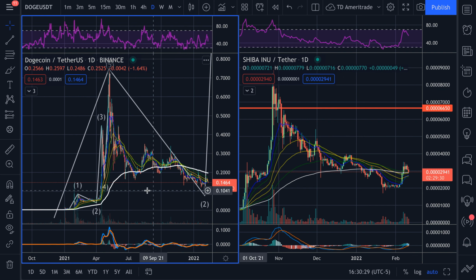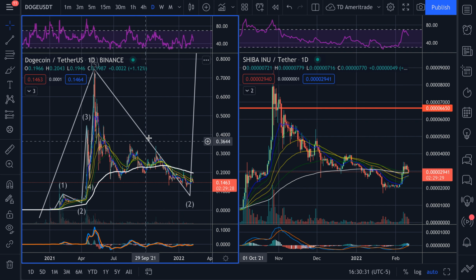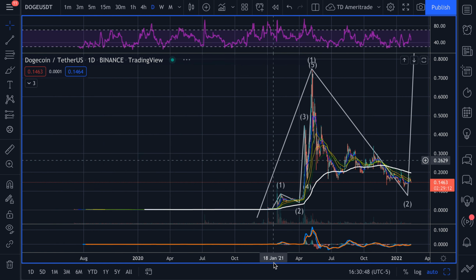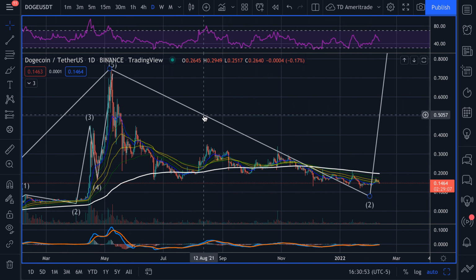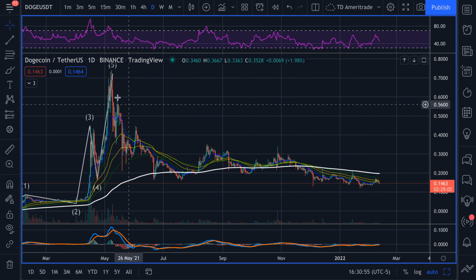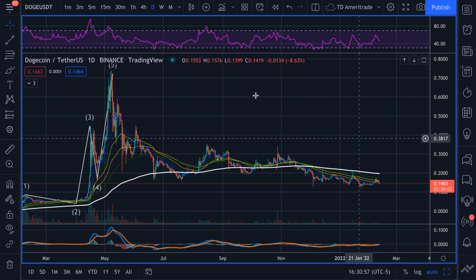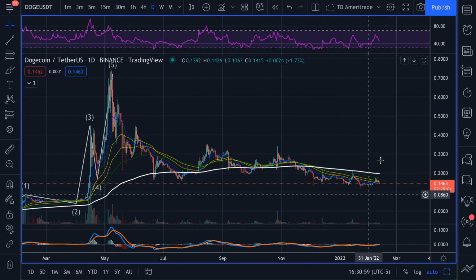Okay, so in my previous take of this video, I explained how Doge looked like it had a 1, 2, 3, 4, 5 up already, which ended in May 21. And then you can obviously see it's been correcting that whole time. This has been a huge correction. This is easier to see than Bitcoin.